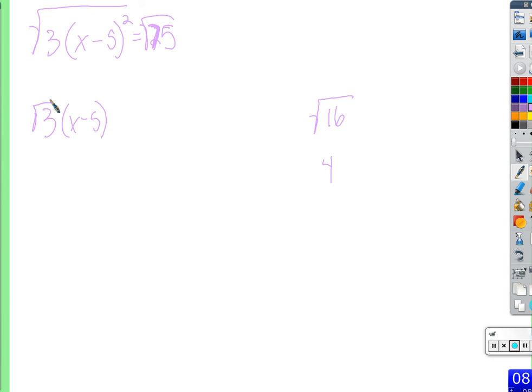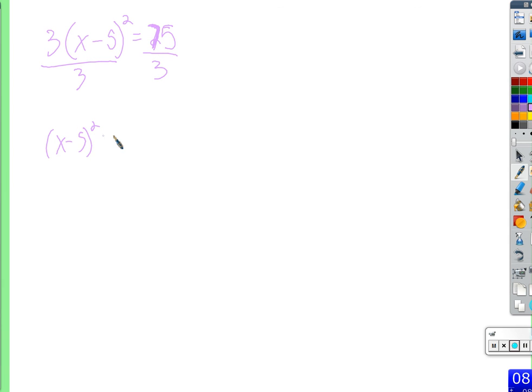But it would just be easier if, before we take the square root, let's just get the squared thing by itself. So we'll divide by 3. Take the square root. Let's not complicate things. Let's get the thing that is squared by itself, all alone, so that we can take the square root of it and not have to worry about all the extra stuff that we have to think about. So take the square root.